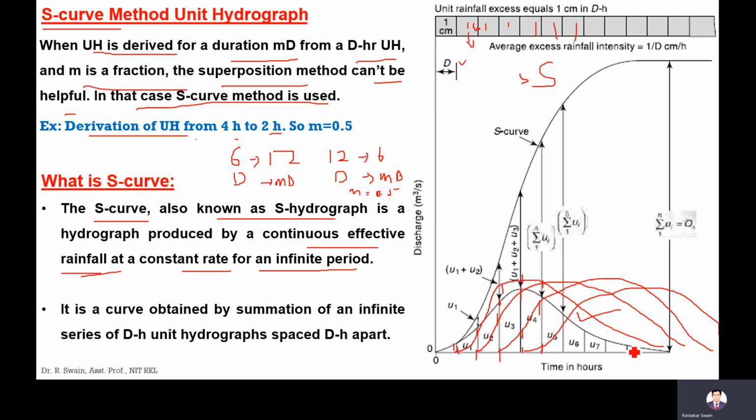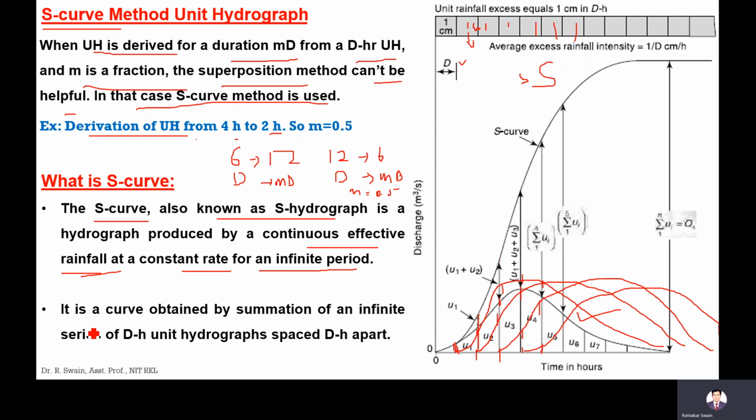So here the ordinates will be, first U1, then U1 plus U2, here U1 plus U2 plus U3, here U1 plus U2 plus U3 plus U4, like this it will continue. And gradually when it reaches after the peak, towards the end, the increase will be less, means gradually it will remain constant. For an infinite period, if you consider, it will remain constant.